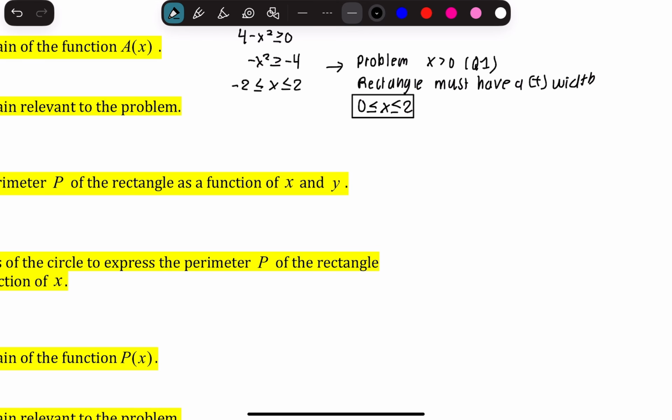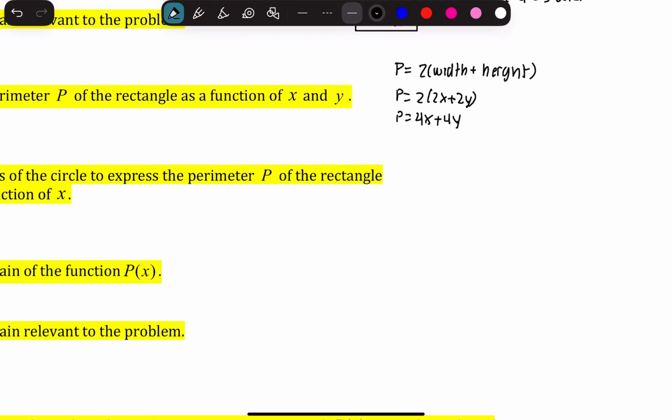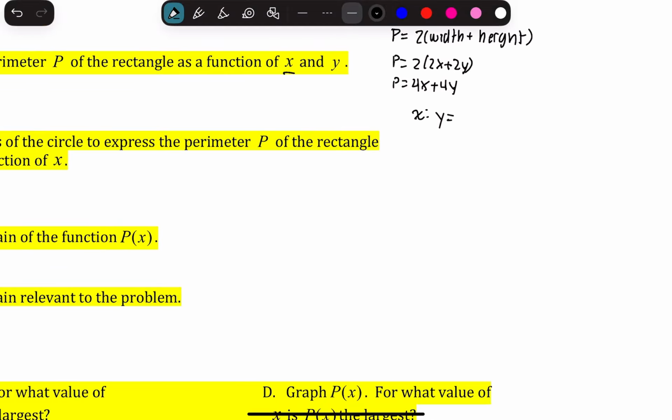So in order to find the perimeter, we know that P is equal to 2 times the width plus the height. So then P is going to equal 2 times 2x plus 2y. And then P is going to equal 4x plus 4y. Now we want to express it in terms of x. So in terms of x, y is equal to the square root of 4 minus x squared.